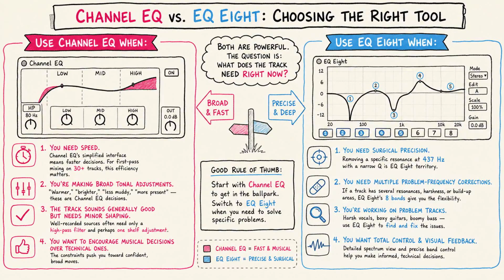You need detailed spectrum analysis. EQ8's analyzer provides higher resolution and more display options for forensic frequency work. And you need specific filter slopes. EQ8 offers 12, 24, and 48 decibels per octave options for high pass and low pass filters. Channel EQ's slopes are fixed.